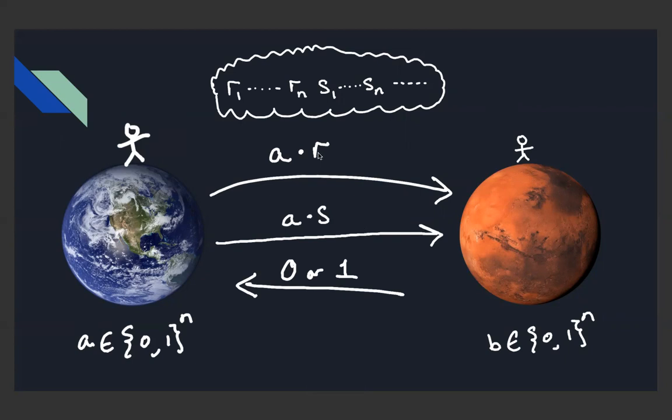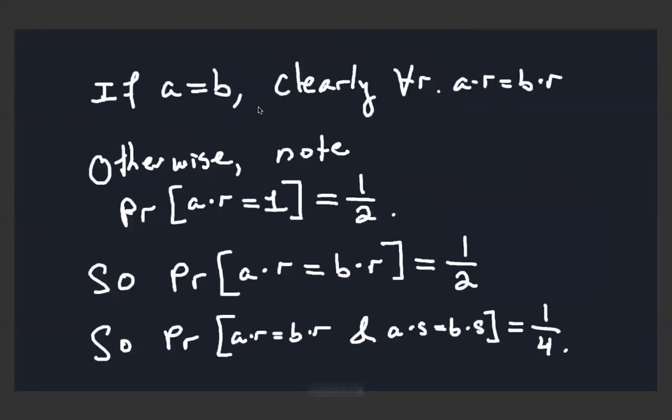Why does this work? The answer is if A equals B, then clearly A dot R equals B dot R always. Otherwise, since we're dotting with some random string, I didn't write it on the slide, but it's not hard to see that taking the dot product with a random string is 1 with probability 1/2 and is 0 with probability 1/2. So if you ask if A and B dotted with R are the same thing, that happens with probability 1/2. Because first you fix what you want your answer to be, and then Bob checks whether his answer is that, and there's a 1/2 probability that that succeeds. So the probability that both checks succeed is 1 in 4, which is exactly what we were looking for.